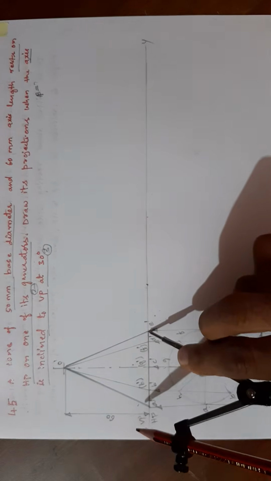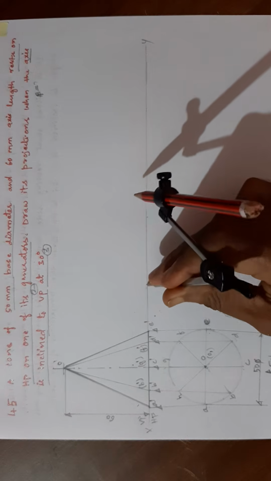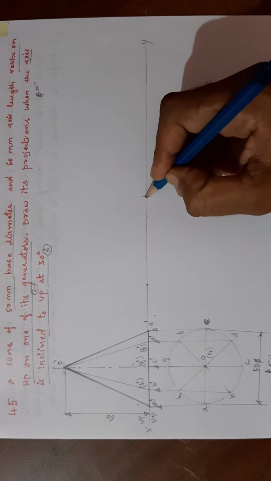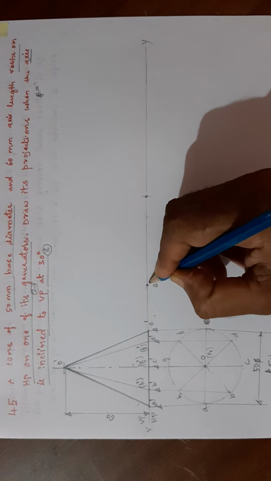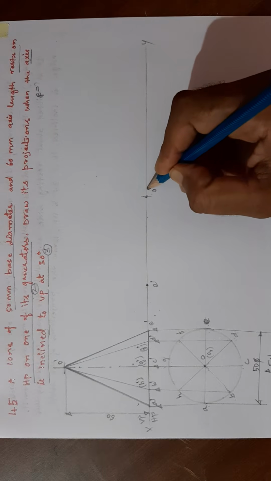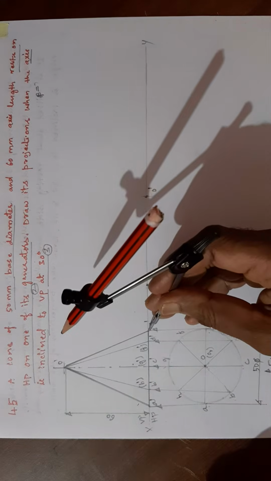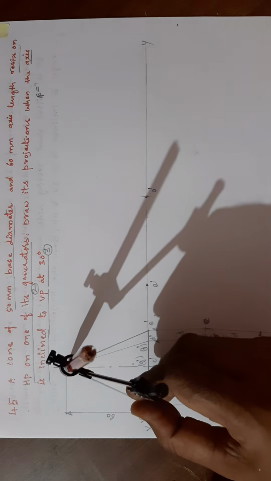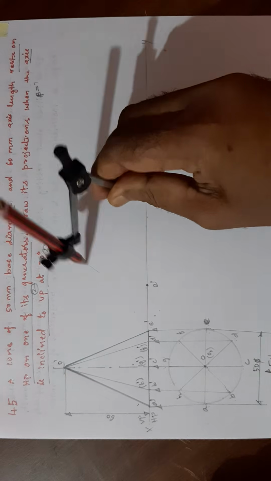Now see, E dash to O dash, and keeping the compass at this point, cut this. This point is apex and this point is E dash. Now this point is O dash. Now see here, E dash is equal to O dash, and A dash is also equal to O dash. So therefore, keeping the compass at this point, draw an arc.